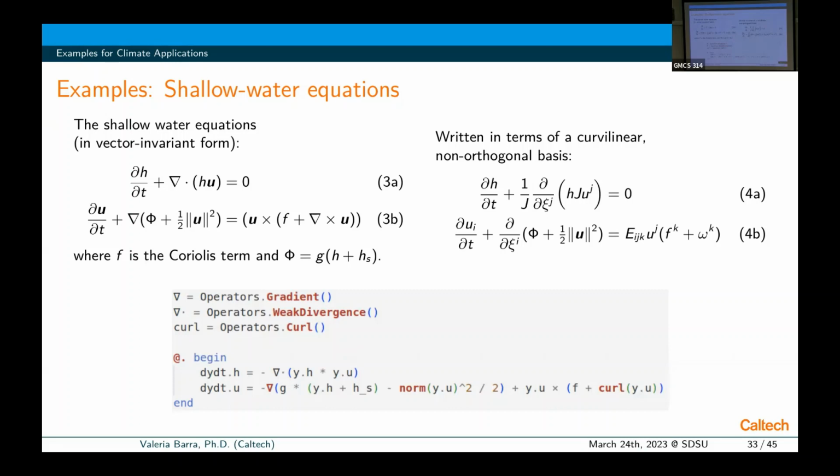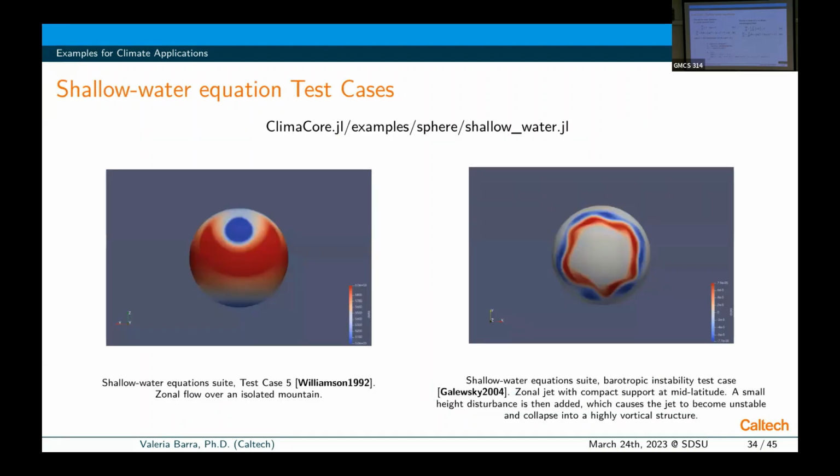So here is how we only need to define 3 operators to define the shallow water equations, which are these 2 lines. So they really translate. You can really read the code and look at the math, and you can see the one-to-one correspondence here. So we look at the divergence of H times U for the continuity equation here, and we look at this other term, which really corresponds to the norm squared here and the curl here.